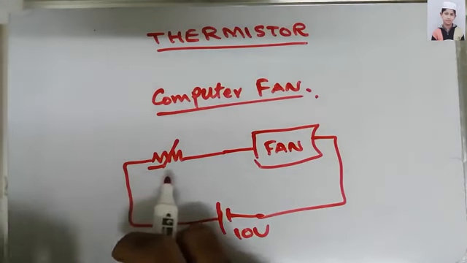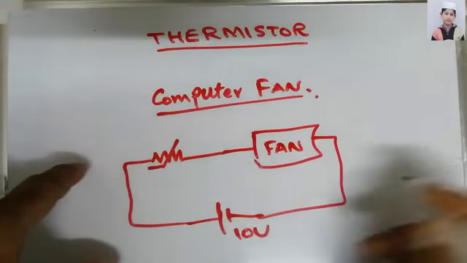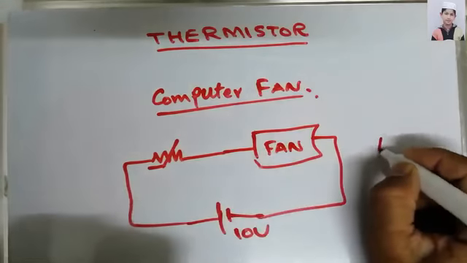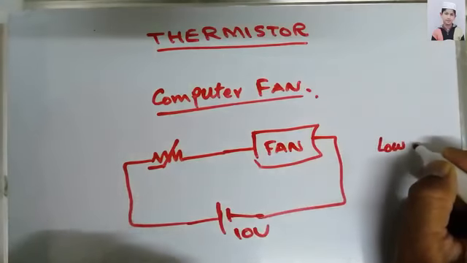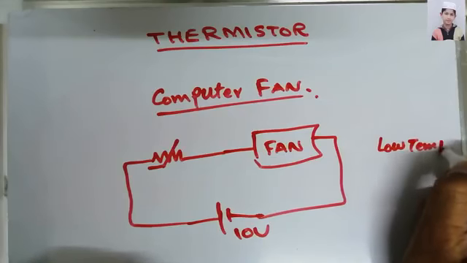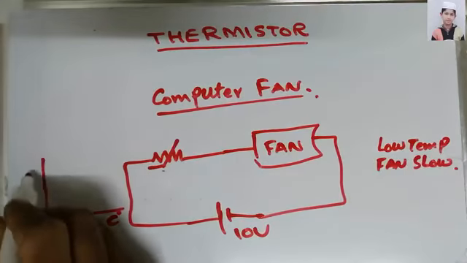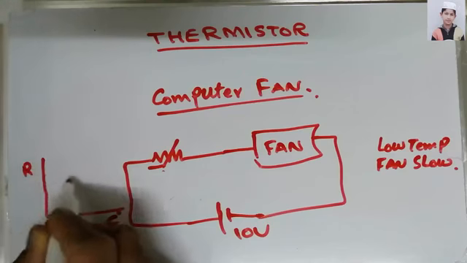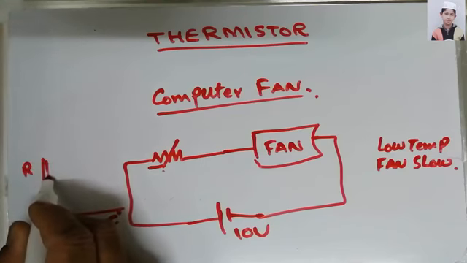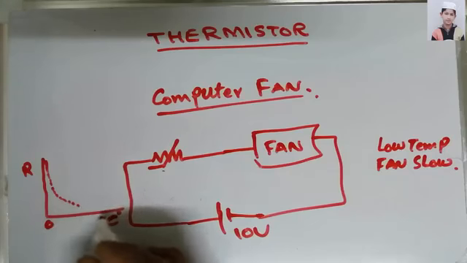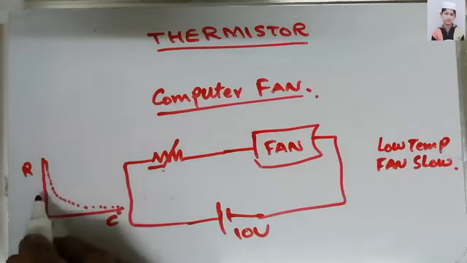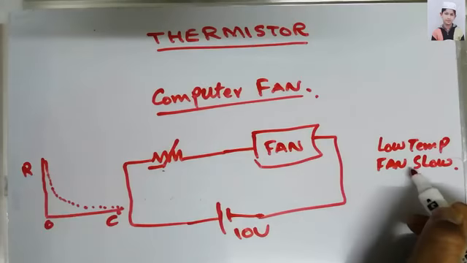Here, a 10 volt supply, a thermistor, and a fan are connected in series. At low temperature, the resistance of the thermistor is high and the fan will run slow. We see the temperature increases. We will do an experiment at the end of the video, so watch the complete video.